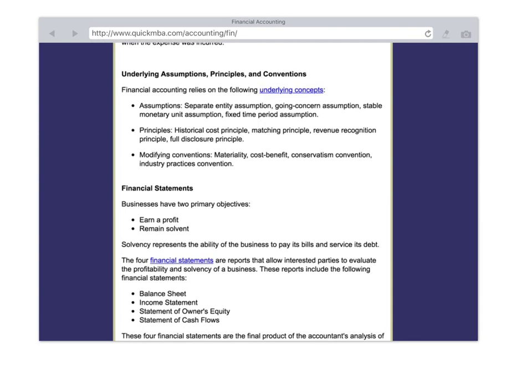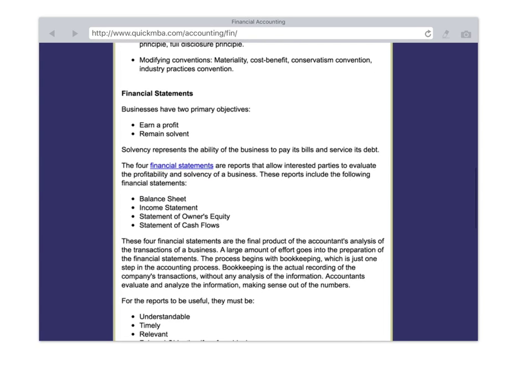All of these things we'll be covering a little bit later on, but more specifically just for the accounting folks. Financial statements have two primary objectives. Businesses actually have two primary objectives: to earn a profit and remain solvent. And then the business statements and financial documents that help show that are the balance sheet, income statement, statement of owner's equity, and cash flows.